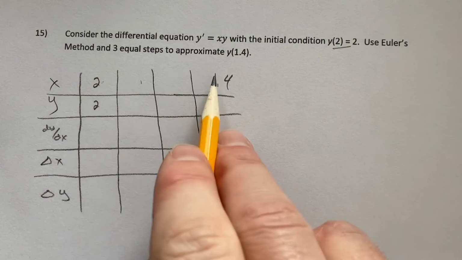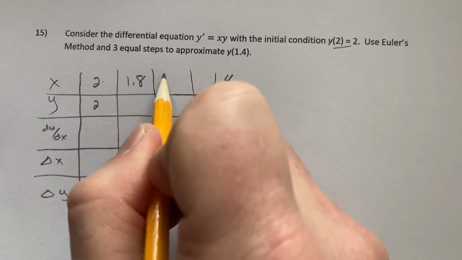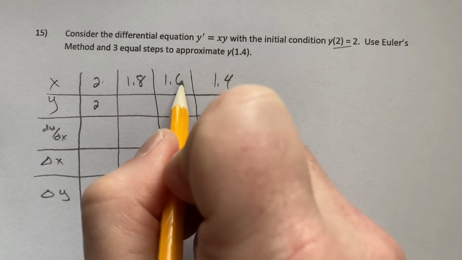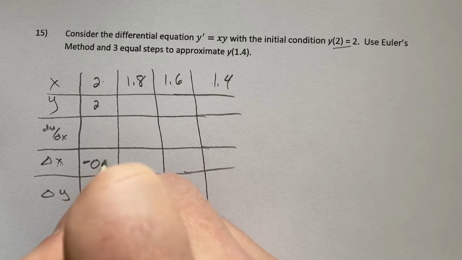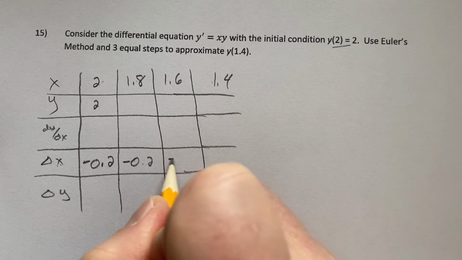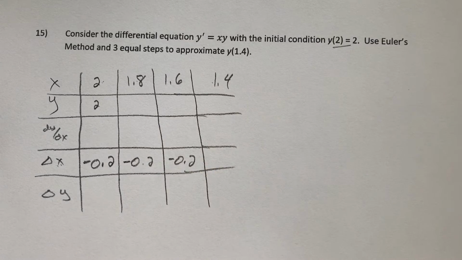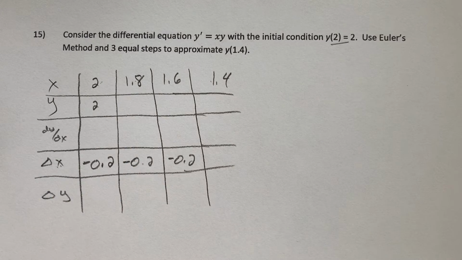So to get from 2 down to 1.4, I'm going to have to go down by 0.2. Down 0.2, down 0.2, down 0.2. So my delta x is a negative 0.2. And that's what we'll be doing each time, just going down by 0.2. Okay, and again, that's arbitrary. We can make that whatever we want. This is what it is for this problem.